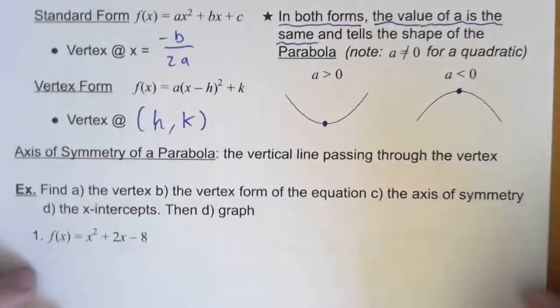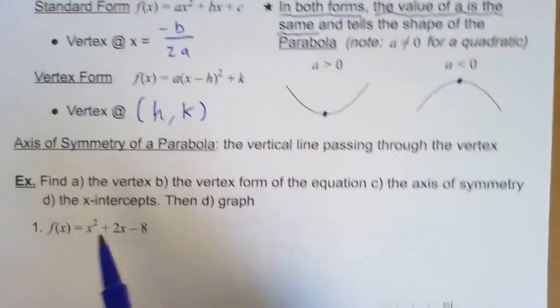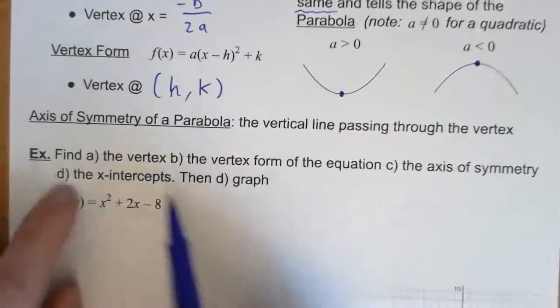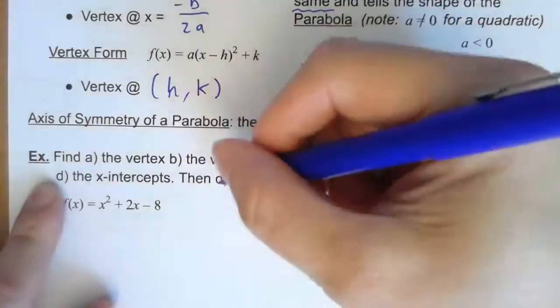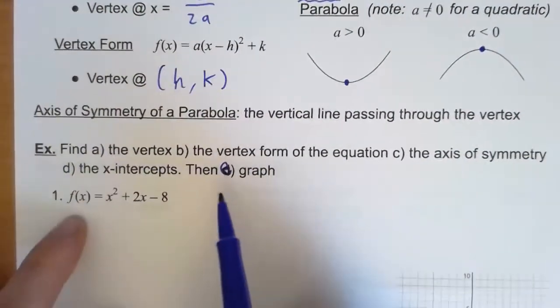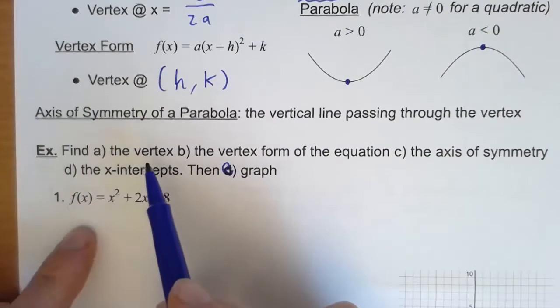All right, so let's try to find a bunch of these things for particular quadratic functions, and we'll graph the parabola. Let's see. Oh, looks like I used part D twice. Sorry about that. We'll make that part E there. All right, so we'll start with the vertex.